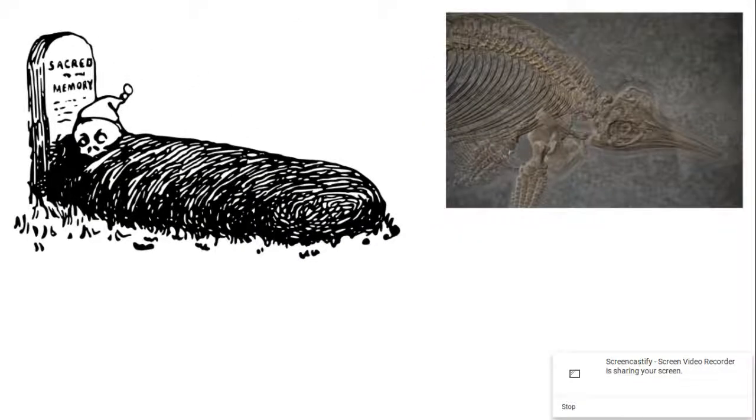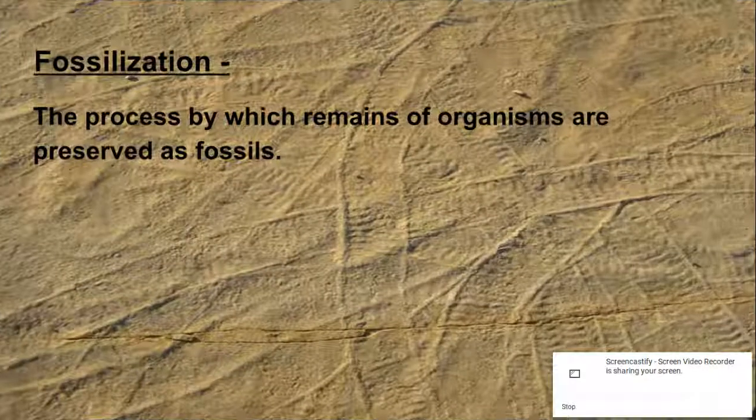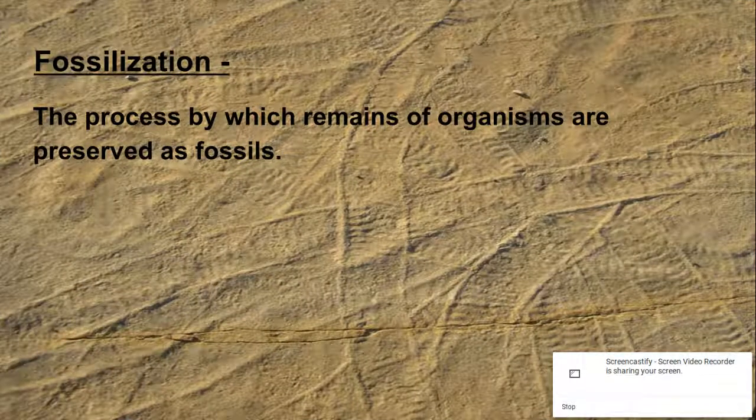And here's just a little funny, a little skeleton sleeping in front of his little tombstone. And this is an actual fossilization of an ancient animal, probably a dinosaur. I'm not really sure what kind it is. Then fossilization is just the process by which remains of organisms are preserved as fossils. This is just the process of how a fossil becomes a fossil.